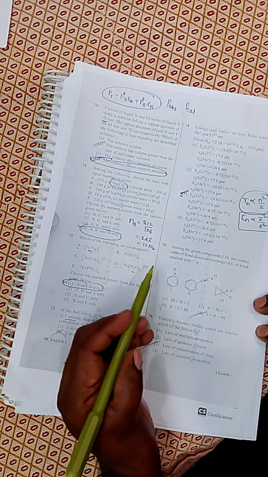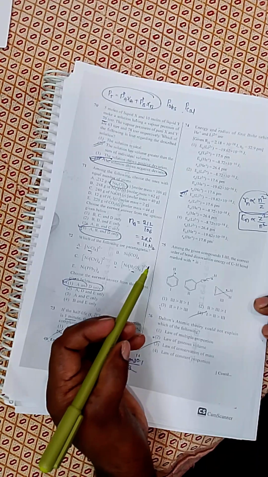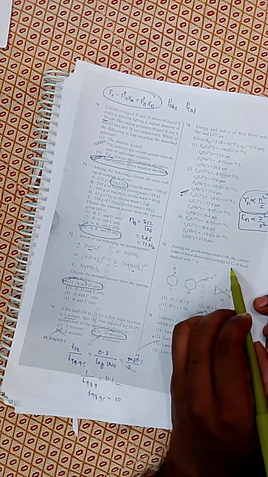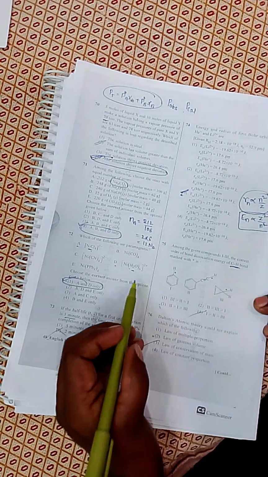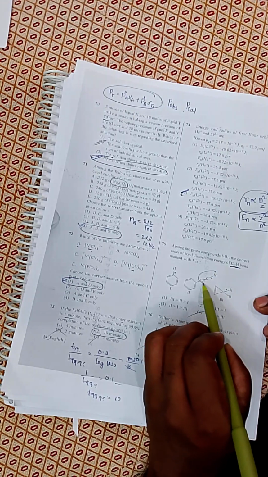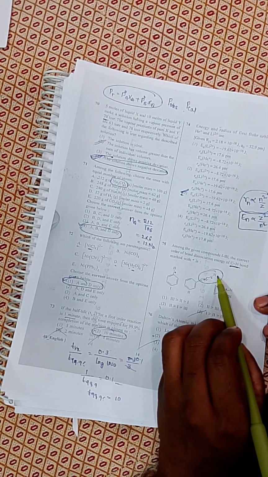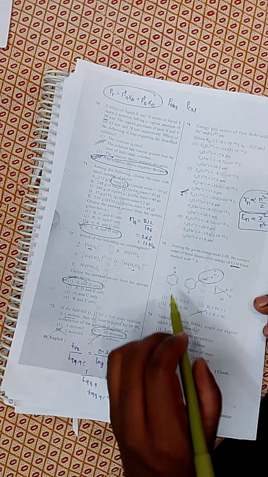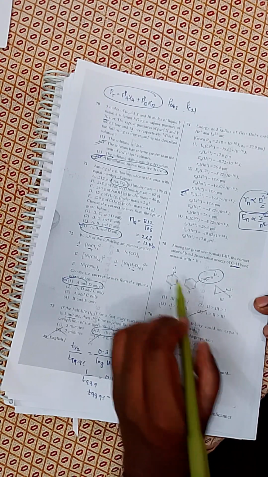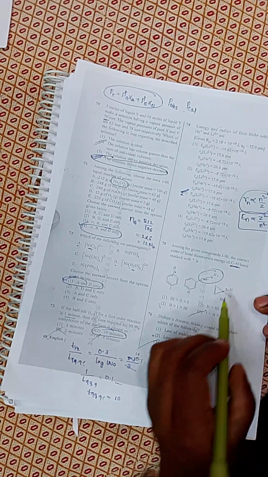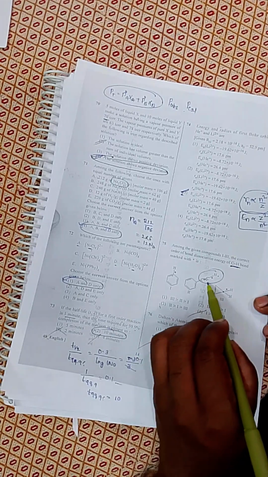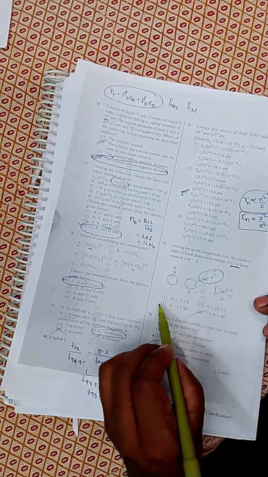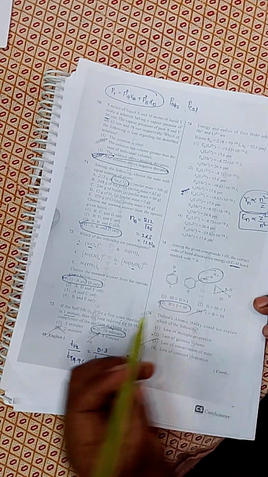Next one, 75. Here the CH bond energy is asked. Carbon with a triple bond has more CH bond energy than carbon with a double bond, and carbon with a single bond. So it is sp, sp2, sp3. So option 3 is correct.